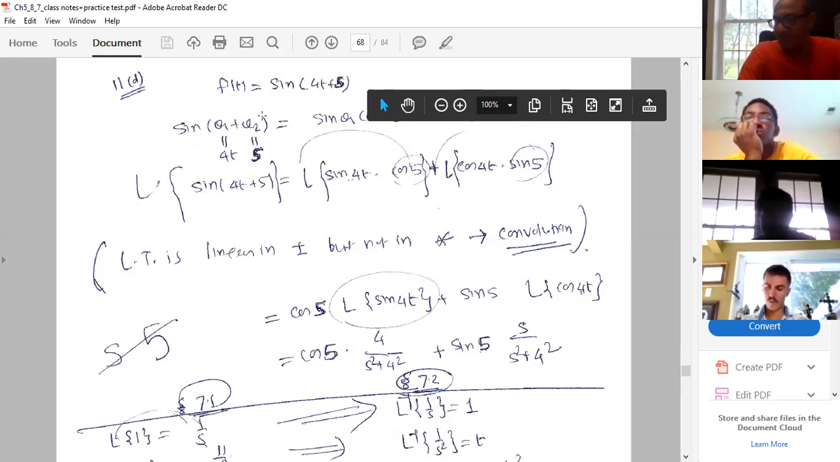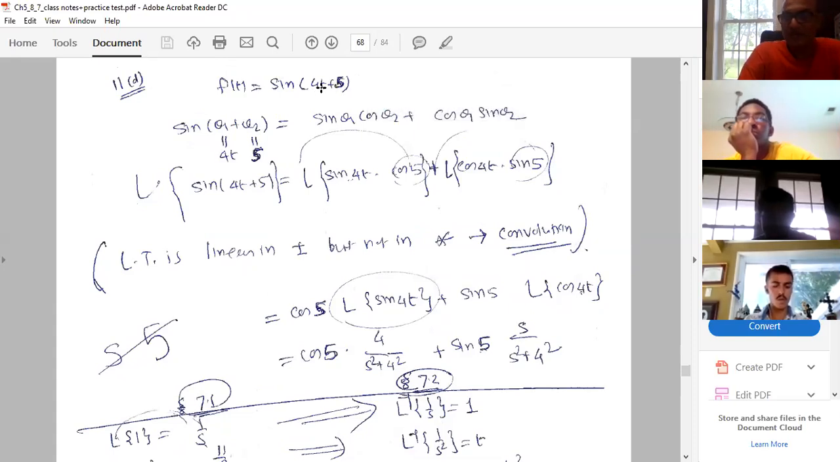Example number 11D. Question number 11, last example. f(t) equal to sine of 4t plus 5. Now you know the Laplace transform of sine of t or sine of at, but you don't know the Laplace transform of this type of function, sine of 4t plus 5. So first of all, use your trigonometric knowledge.